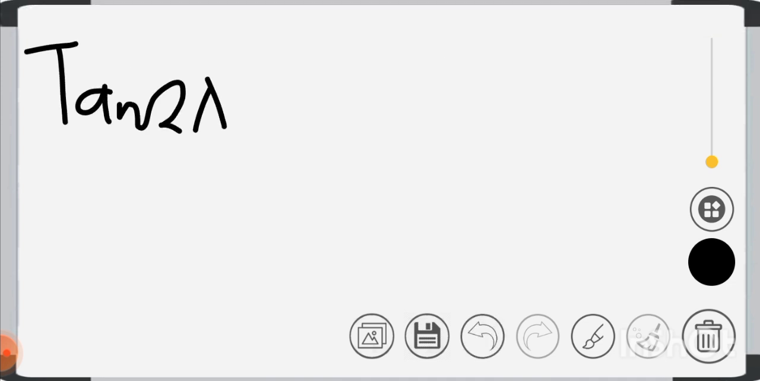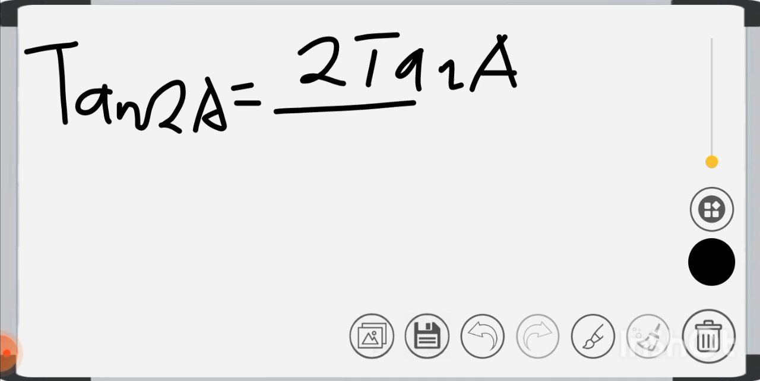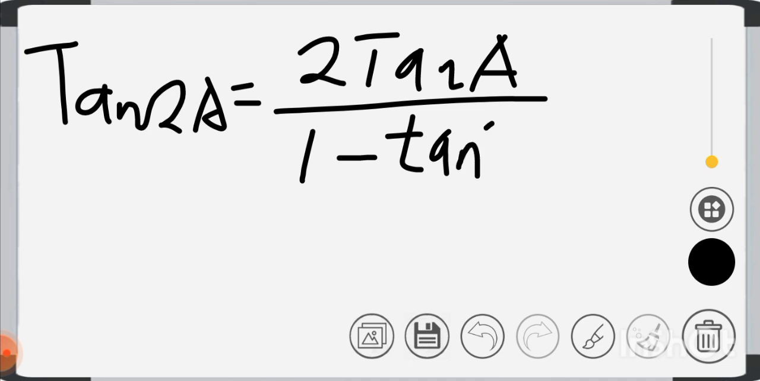Now, what about if you look at tan 2A? Tan 2A will be 2 tan A over 1 minus tan squared A. That's what you're going to have: 2 tan A over 1 minus tan squared A. If you use that one we did before, you're still going to have this. So we have more of them. Just try and look at them. It's very, very important.